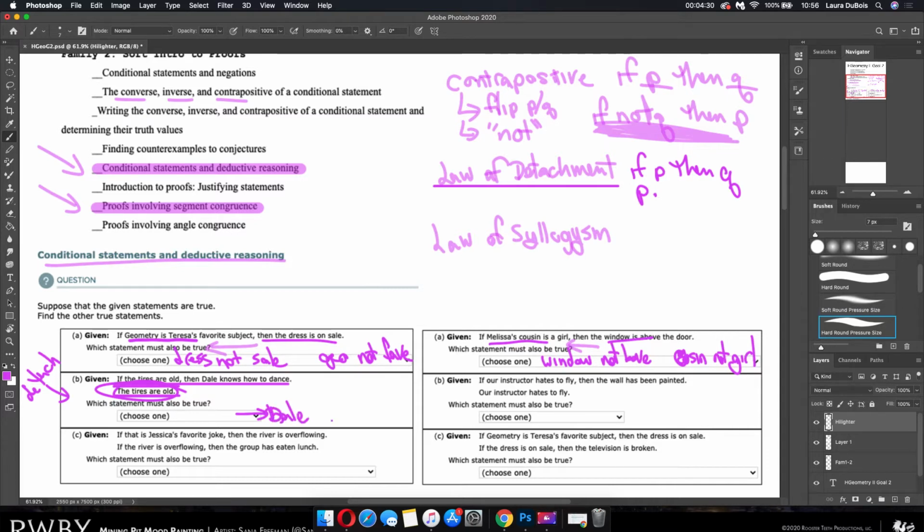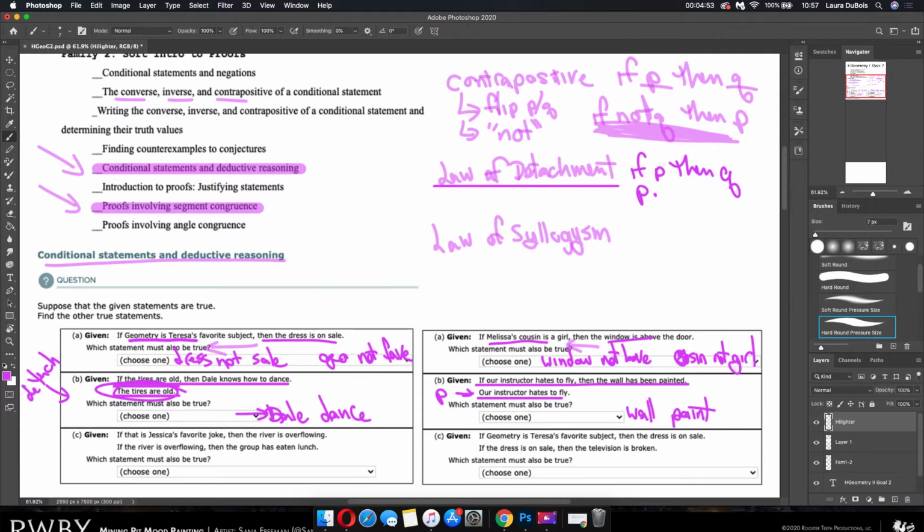Dale knows how to dance. Over here, if the instructor hates to fly, then the wall has been painted. Our instructor hates to fly. There's our P, bold, underlined, and italics. So what's the expectation? We're going to write our Q. The wall has been painted, and that's what you're doing from your selection box.